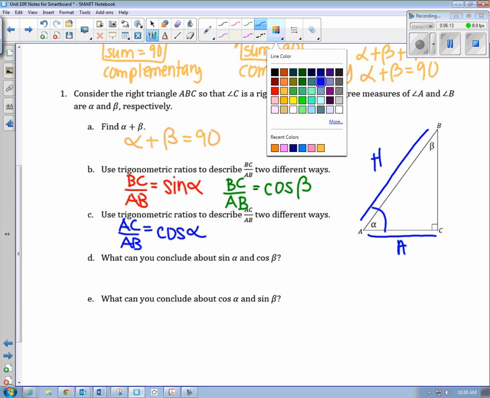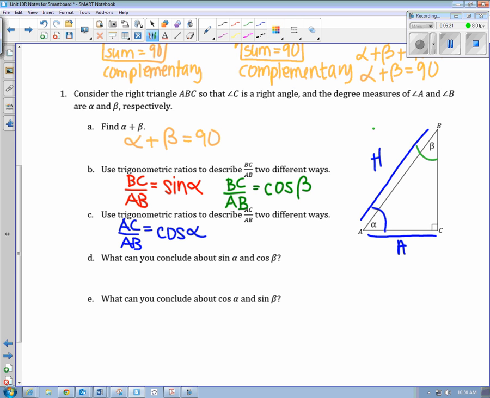One more time, applying the same idea here. With respect to angle beta, this is the opposite and the hypotenuse. So that means that if I have AC over AB, that is equal to the sine of beta. And once again, we can see that we have that same relationship that we had in the last section, where the sine of alpha equals the cosine of beta, and the cosine of alpha equals the sine of beta.